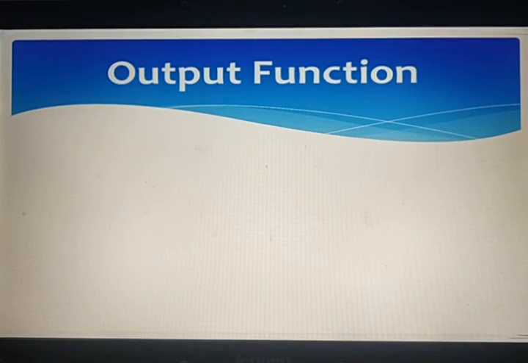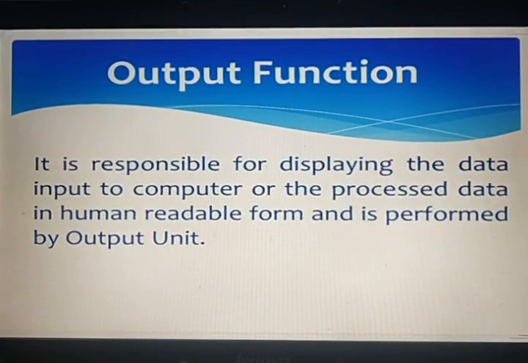Second one, output function. It is responsible for displaying the data input to the computer or the processed data in human readable form and is performed by the output unit. For this purpose, the output unit uses standard output devices such as monitor or screen, printer, speaker, etc.